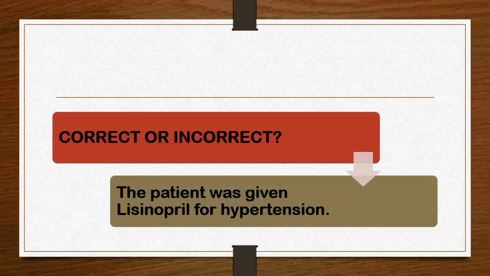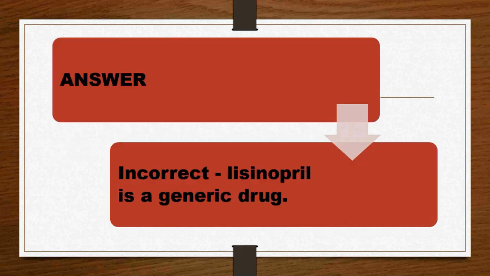Okay, is this sentence correct or incorrect? The patient was given lisinopril for hypertension. I told you these were random questions. Okay, all right. It's incorrect. Lisinopril is a generic drug. Right, Andy. Good. Okay, so you always want to make sure, you always want to look up drugs to see if they're generic or name brand.